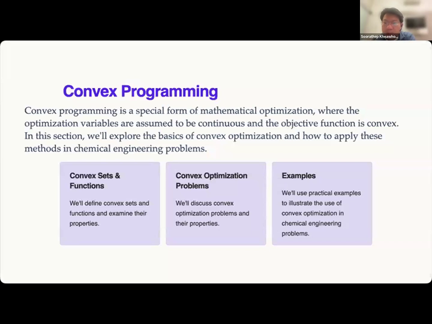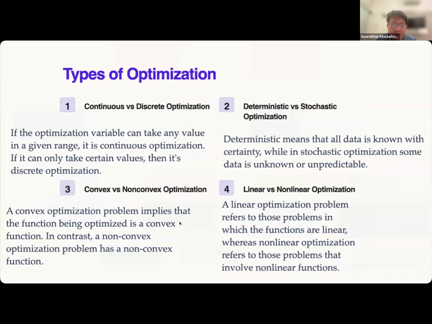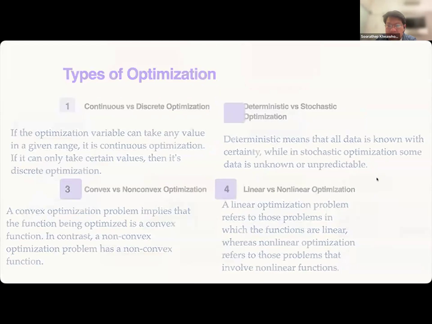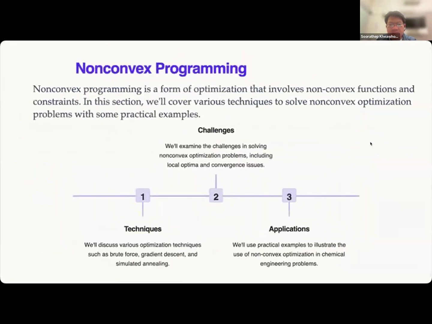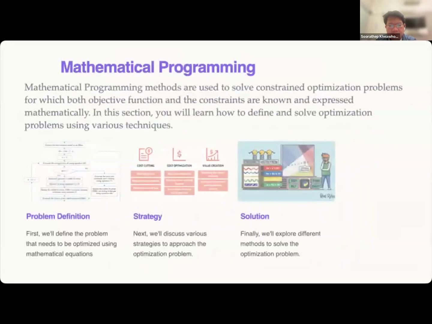Okay, so we have convex programming. If our objective function is convex, then we call the problem convex programming. So we need a convex set and a convex function for a convex optimization problem. So what is a convex function? What is a convex function?